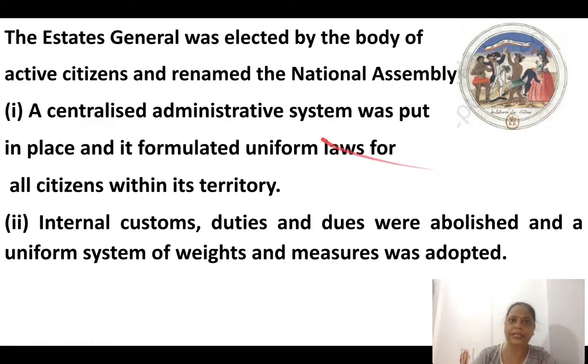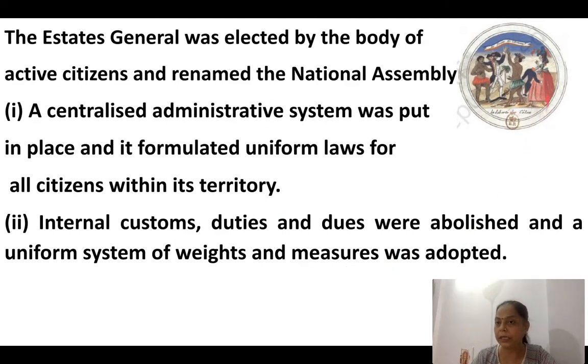The Estates General was elected by the body of active citizens and named the National Assembly. Estates General, because amongst the causes of the French Revolution, there were no elections since long in the Estates General. Now there were elections after 1789, and that Estates General was given the name of National Assembly. A centralized administrative system was put in place, and it formulated uniform laws for all citizens within its territory. Internal customs, duties and dues were abolished, and a uniform system of weights and measures was adopted.